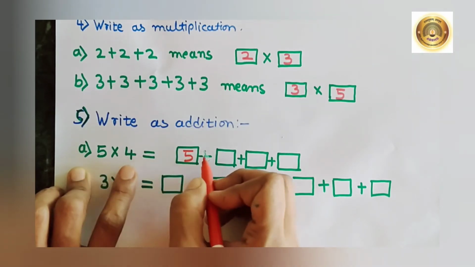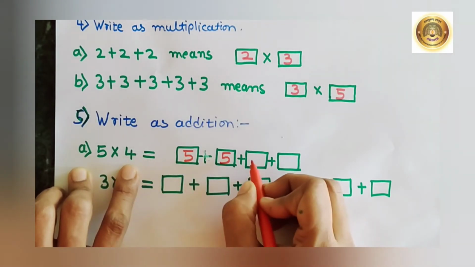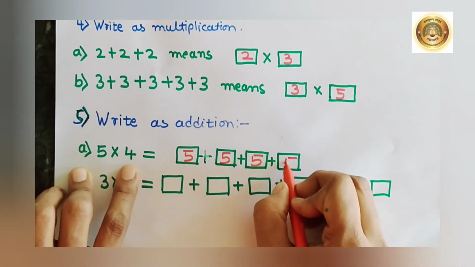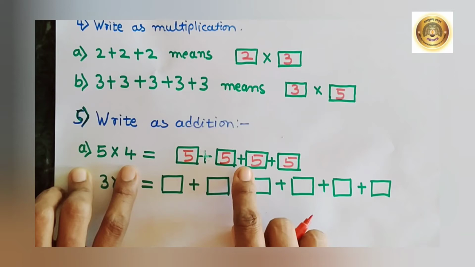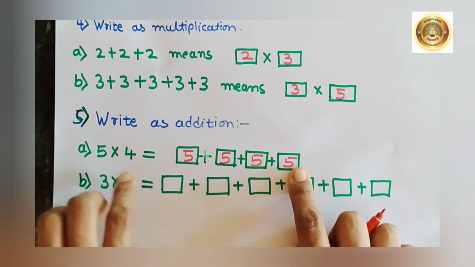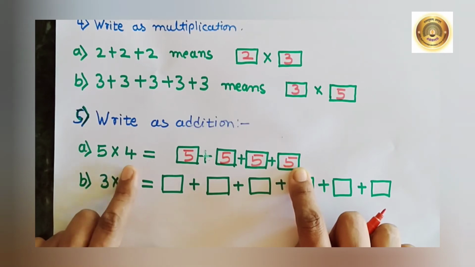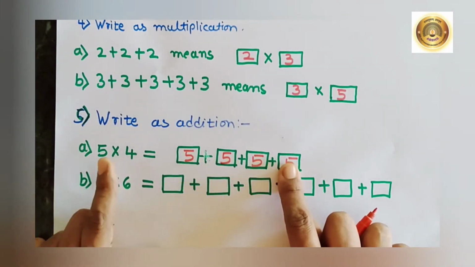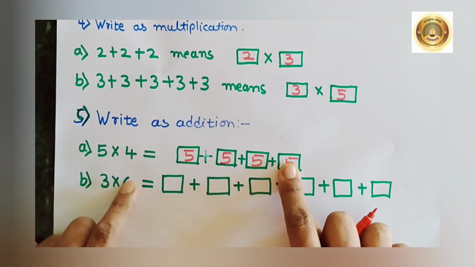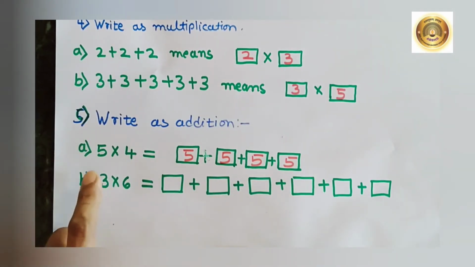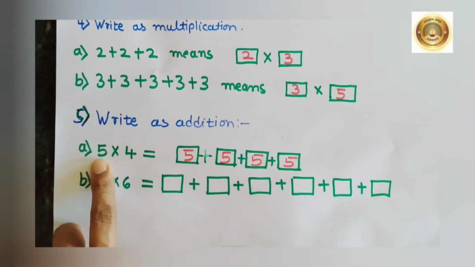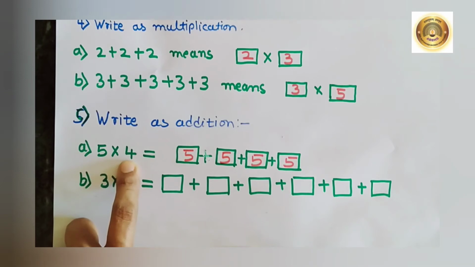So what will we write here? 5. Then how many times we have to add? 5, 4 times. 1, 2, 3 and 4. 5 plus 5 plus 5 plus 5 means 5 multiplied by 4, that is equal to 20. Remember, children, in the multiplication equation, the first number will be the number which is repeating, and the second part of the multiplication is how many times it's repeating.